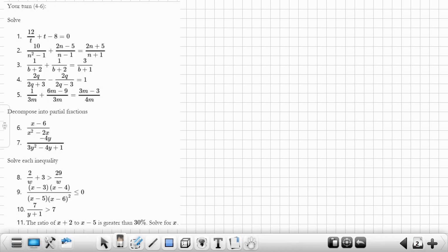So on the solve ones, remember when they're equal to 0, I said yesterday, when we are equal to 0, we want to get rid of denominators. Denominators are not our friends. We just need to make sure that we watch out for excluded values.